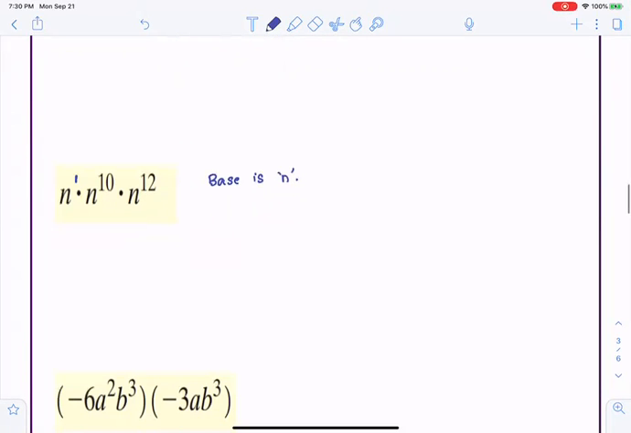So we have an identical base, which is n. We look at the powers, 1, 10, 12. We just add those powers, 1 plus 10 plus 12. We get n raised to the power of 23.